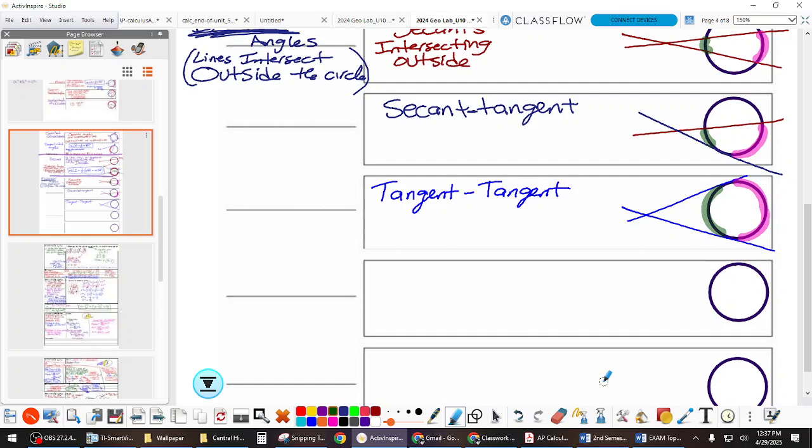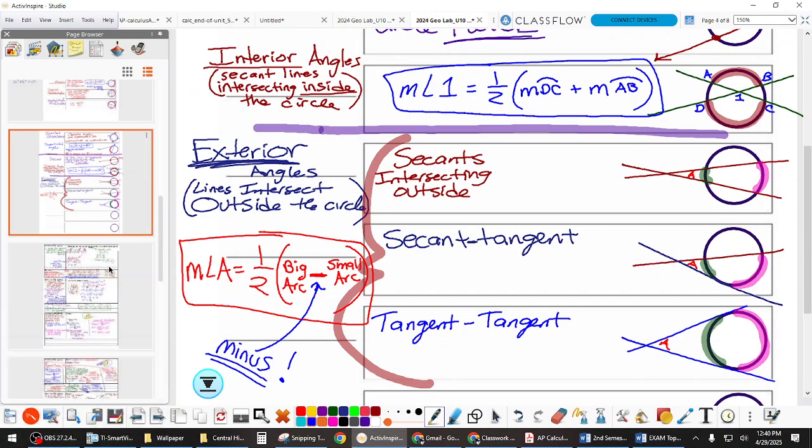All right, I'll let you get caught up before we write the formula. So it's 1/2 big arc minus small arc. Is everybody seeing the arcs created by the lines? I think sometimes people miss that those tangents create a point of tangency that breaks the arc itself up into pieces. So just keep your eye out for that.